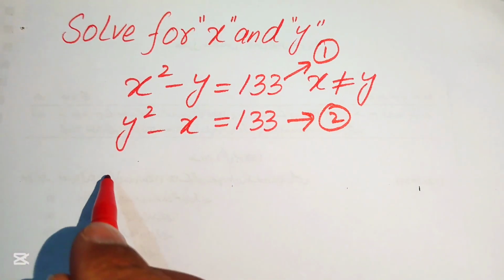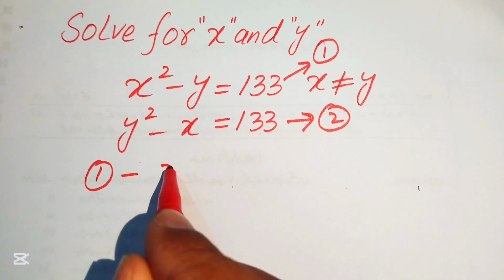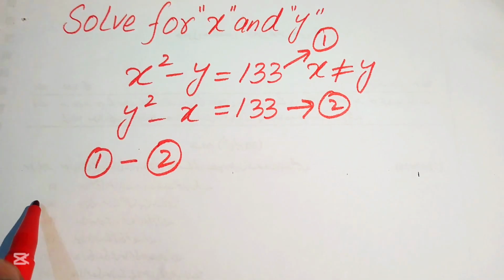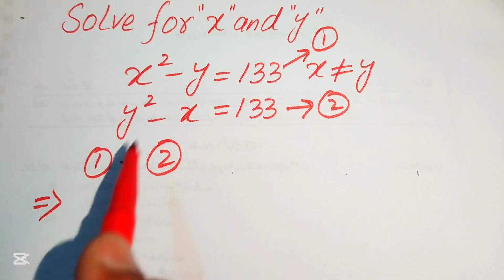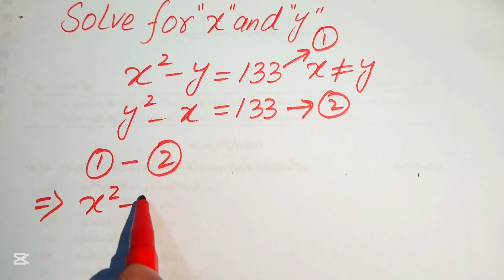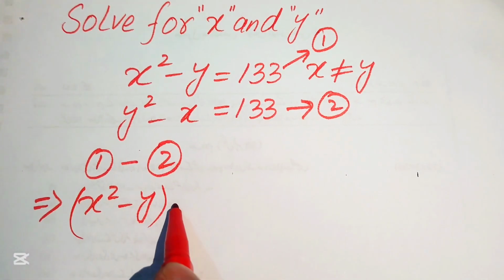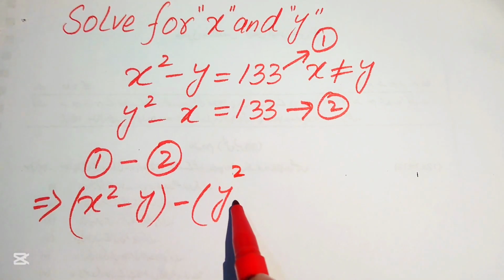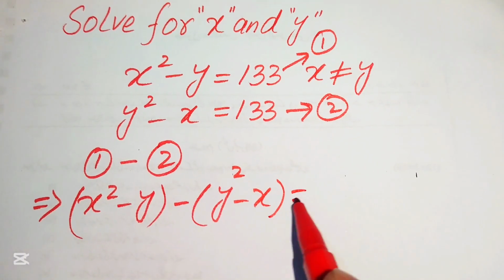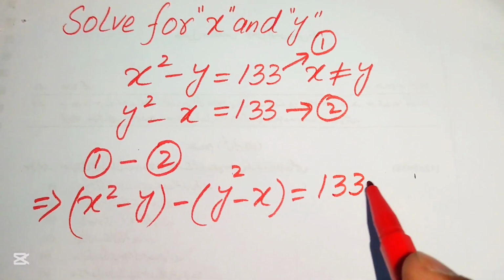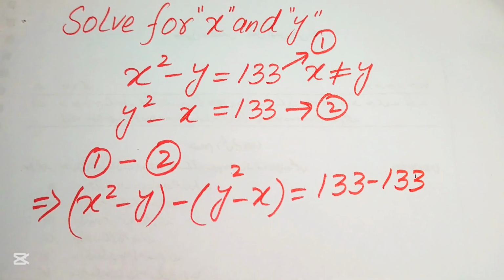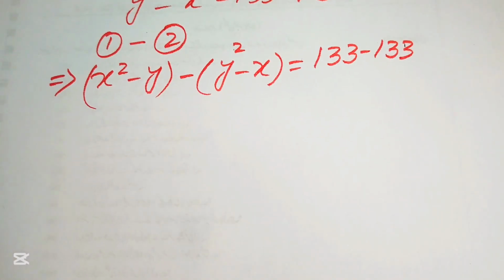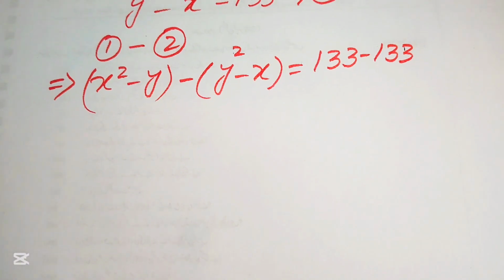First we need to subtract equation number 2 from equation number 1. When you subtract these two, we subtract the left hand side from the left hand side and the right hand side from the right hand side, and it will be written as (x squared minus y) minus (y squared minus x) equals 133 minus 133. So we just subtract the above two equations, and here we need some simplification.